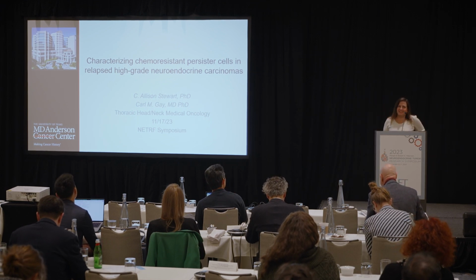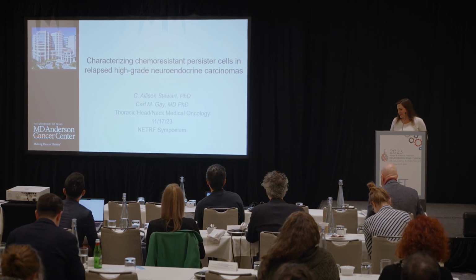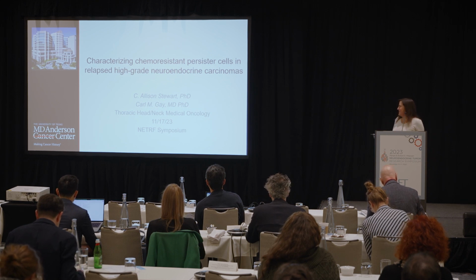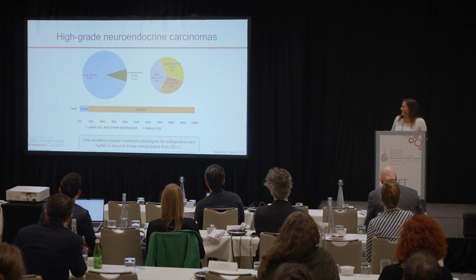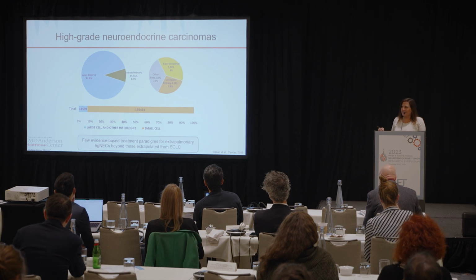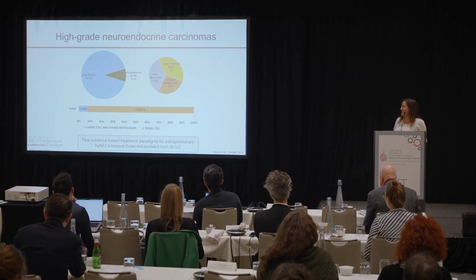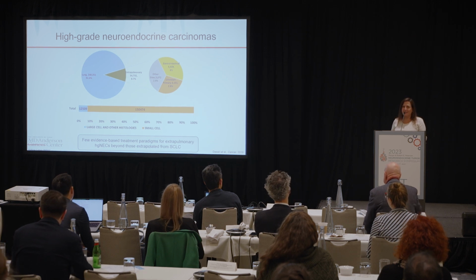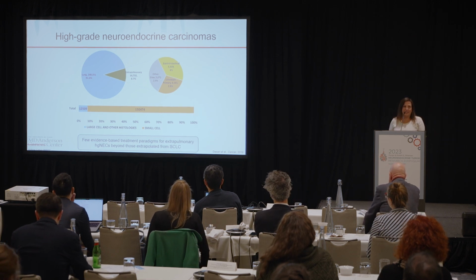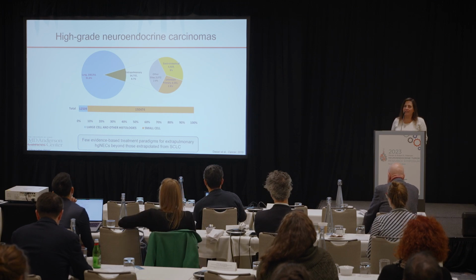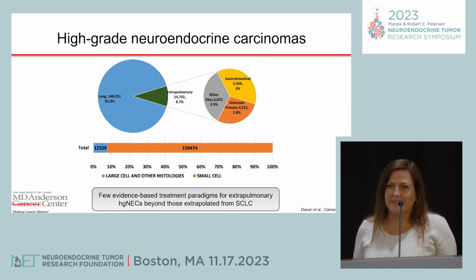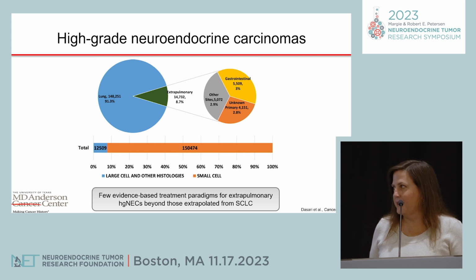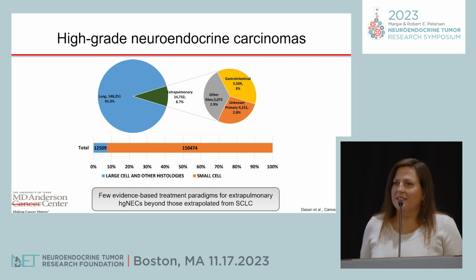Hi, thanks for the introduction, and I'm happy to have the opportunity to share some of our work with you today. Similar to the previous talk, but instead of transformation, we're very interested in studying high-grade neuroendocrine carcinomas. These are clinically aggressive and arise most commonly in the lung, but there are rare instances where they arise in extrapulmonary locations.